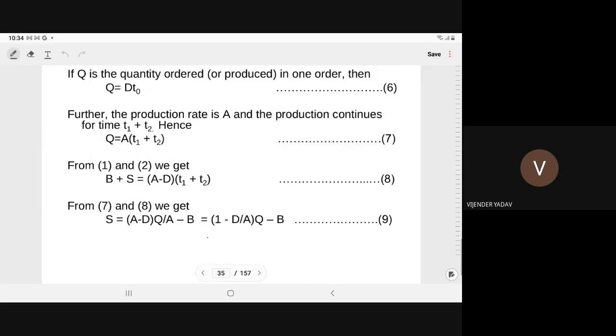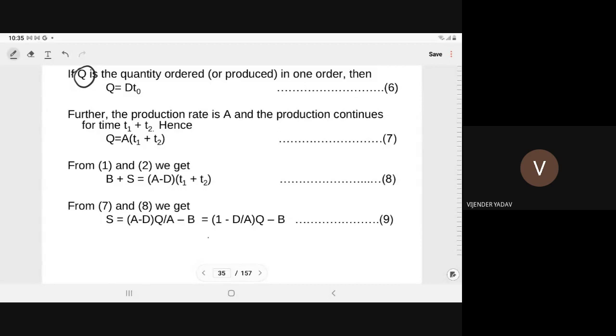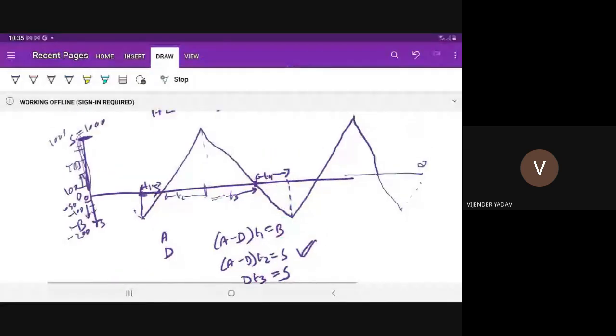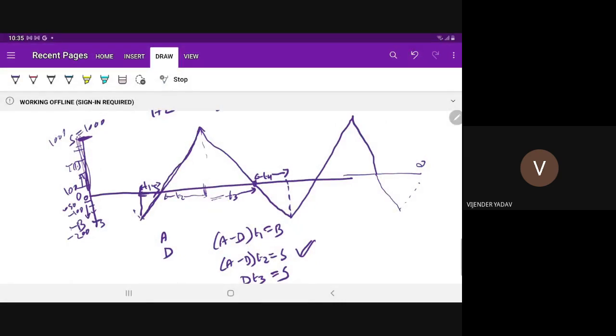Now, from here, Q is the quantity ordered or produced in one order cycle. How much quantity have you ordered? The quantity you have ordered is whatever you have utilized in this period. So let Q be the quantity produced, whatever you have produced in this period. That quantity is equal to the quantity in inventory, the quantity to manage the shortage, and the quantity to manage the current demand. With whatever production you have done in this period, you can manage the shortages, the positive inventory, and the current demand also.